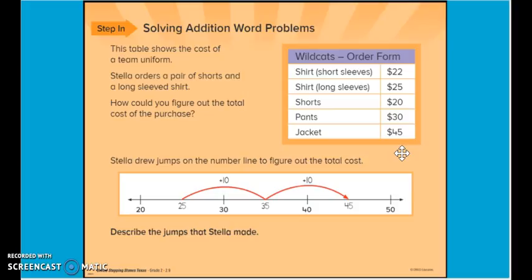Now Stella drew jumps on the number line to figure out the total cost. Let's see if her jumps match how you solved in your equations. So if we describe the jumps that Stella made, first we can see she started at 25, then made a jump of 10 and landed on 35, made another jump of 10 to land on 45. How does that match your equations?